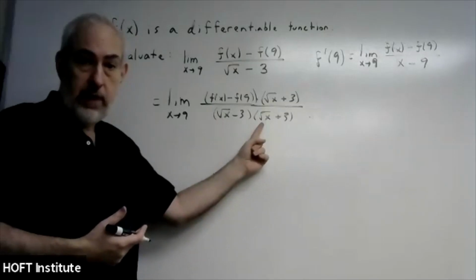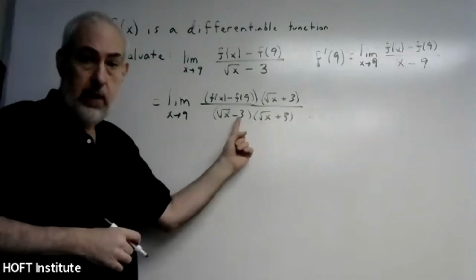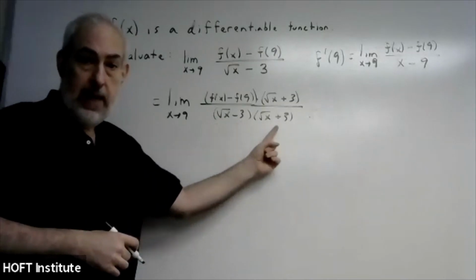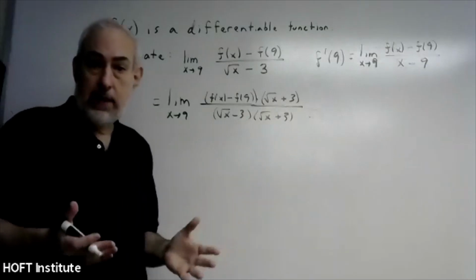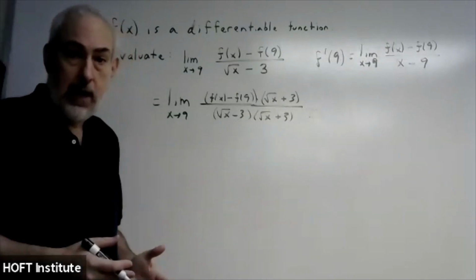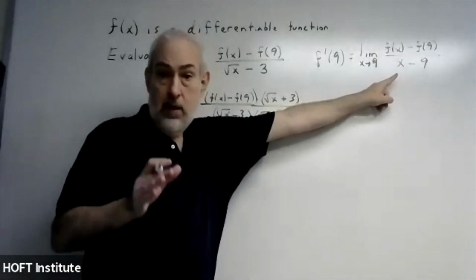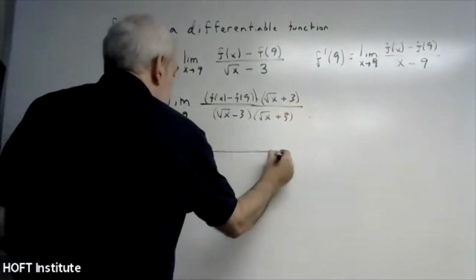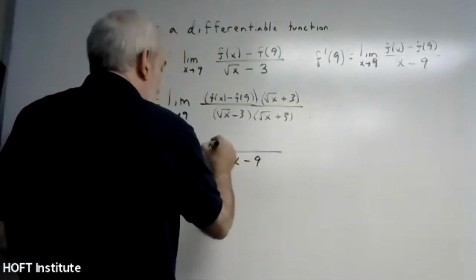First would be square root of x times square root of x, which is just x. Inner and outer cancel. And last is minus 3 times plus 3, which is minus 9. So the bottom becomes x minus 9, which is exactly what we want.